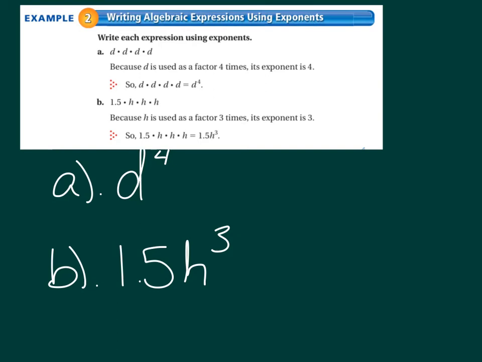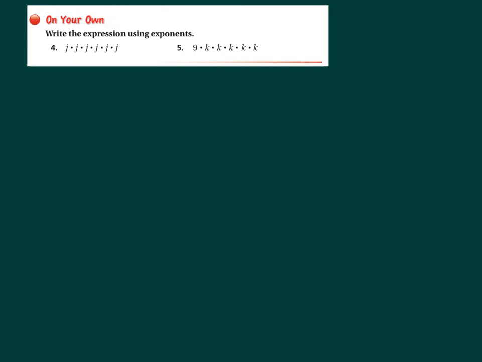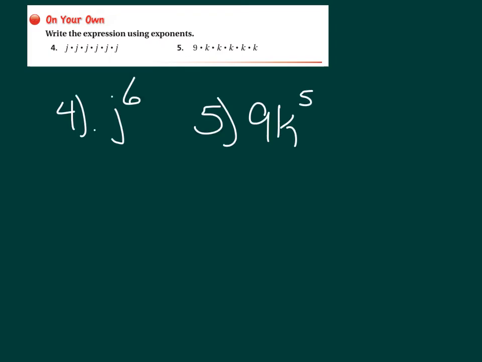What I'd like you guys to do is write these as exponents. And if you have any questions afterwards, go ahead and ask. Okay, so j to the 6th is what you should get for number 4. Number 5 would be 9k to the 5th.